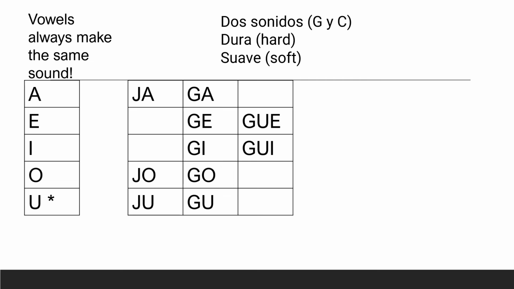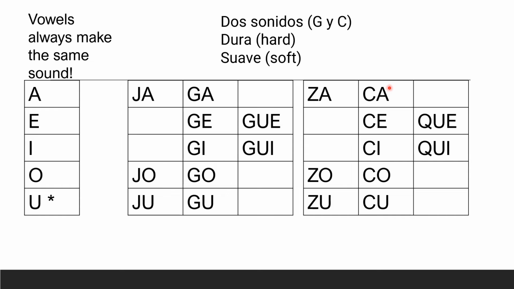So it's the exact same theory. You're going to keep the same theory as we have for la letra G, but with la letra C. So we have the same system. Remember, ga, he, hi, go, gu: hard, soft, soft, hard, hard. We're going to do the exact same thing over here. Ka, se, si, ko, ku: hard, dura, suave, suave, dura, dura. Hard, soft, soft, hard, hard.